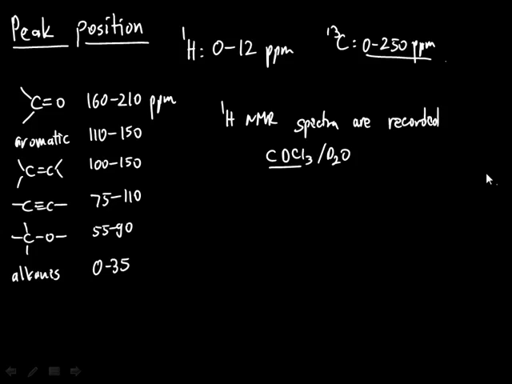Generating a solvent which has no carbon-13 is quite difficult because you would need to use a carbon-12 enriched solvent, and those solvents are very expensive. And so most commonly 13C NMR spectra are recorded in the same solvents, which means that we will see the solvent peak.